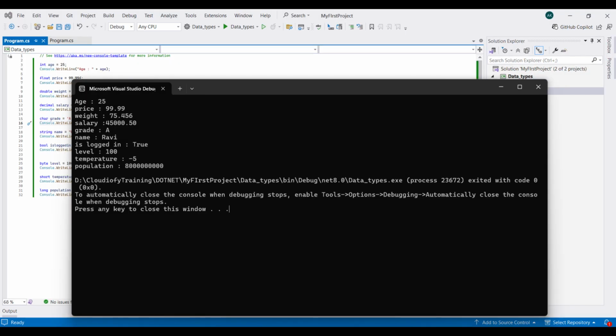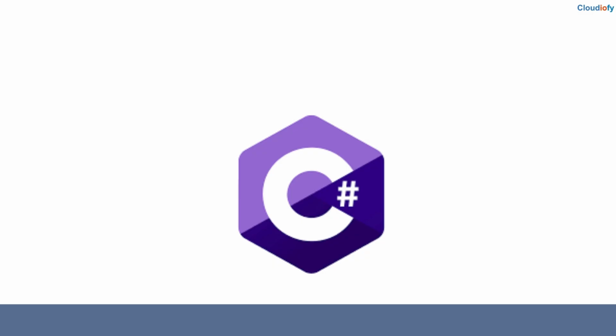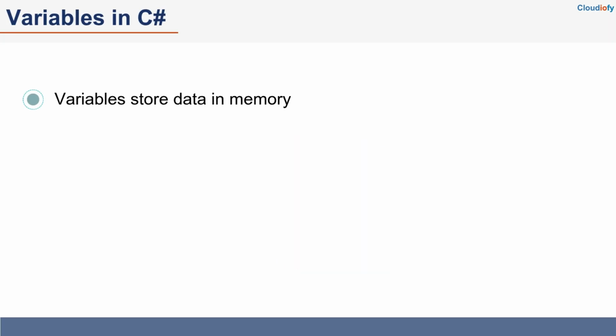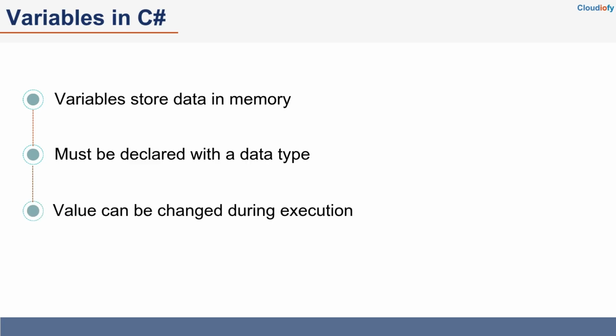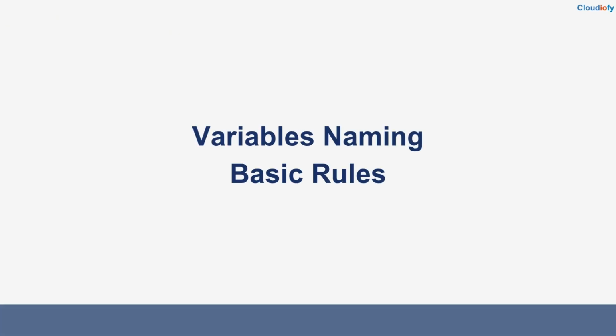Everything works as expected. Now that we've seen different data types in action, let's talk about variables, the building blocks that actually store the data. In C#, variables are used to store data in memory. You must declare a variable with a data type, and you can change its value later. For example, if we write int age equals 25, we are saying, store the number 25 in a variable called age.